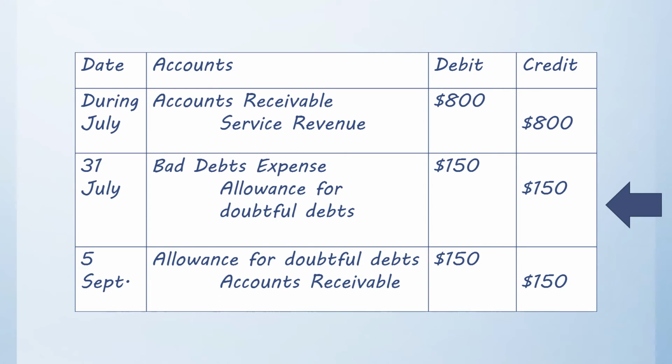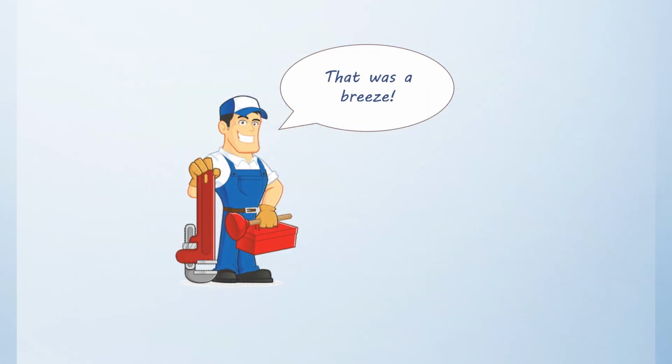On the 5th of September, John decides that this balance will be uncollectible and writes it off, making this entry and closing both accounts. The allowance method allows John to wait until he is sure that he will not collect the accounts receivable before writing it off.